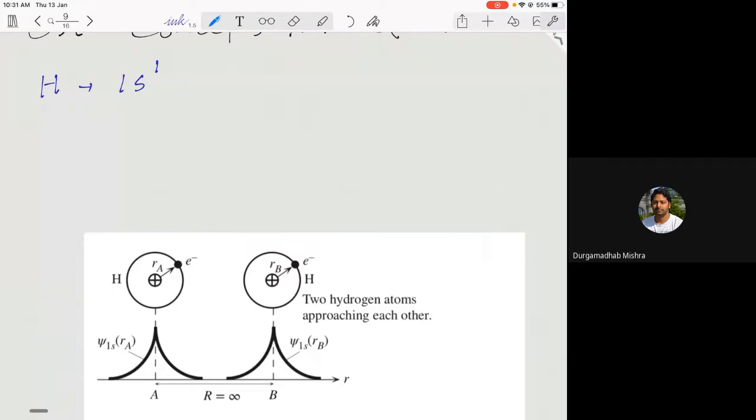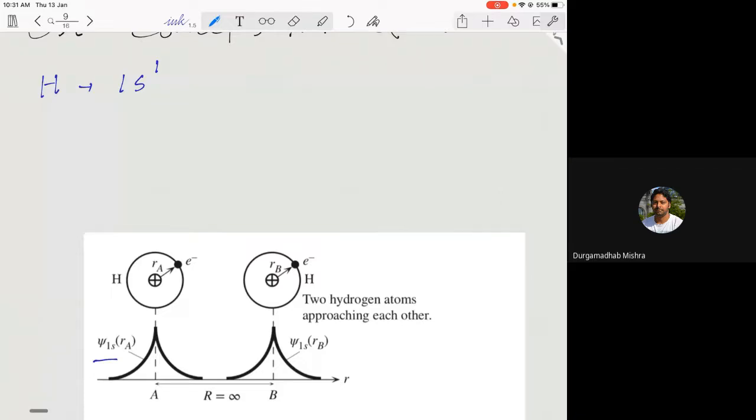And the wave function that represents the electron, the quantum mechanical particle here, is described by a wave function psi 1s. Since it is an electron in the 1s orbital, we represent the wave function by psi 1s. Since it is associated with A, we say psi 1s of A, and it will be spherically symmetric.